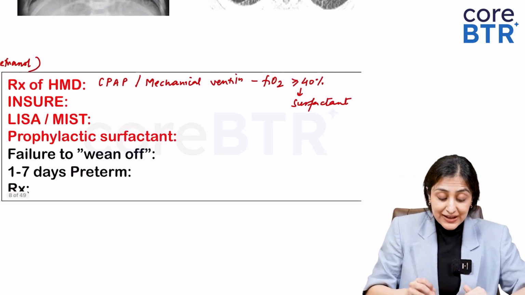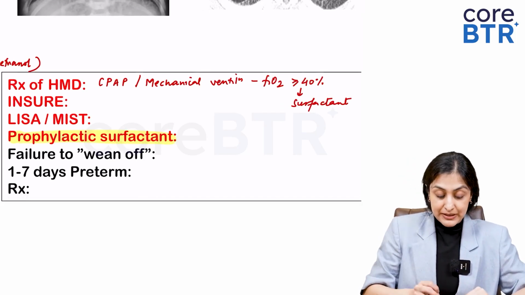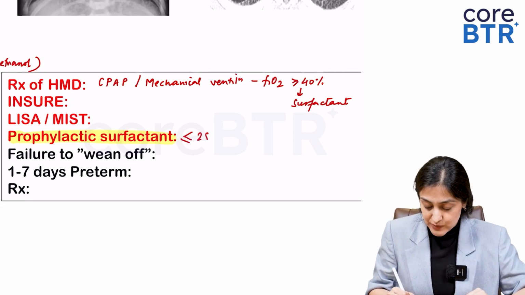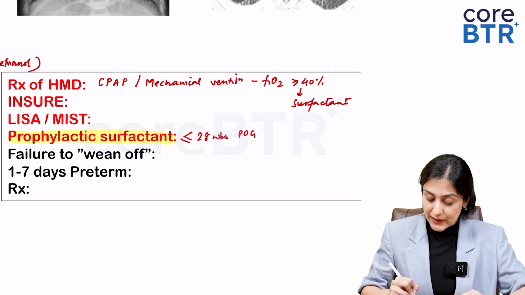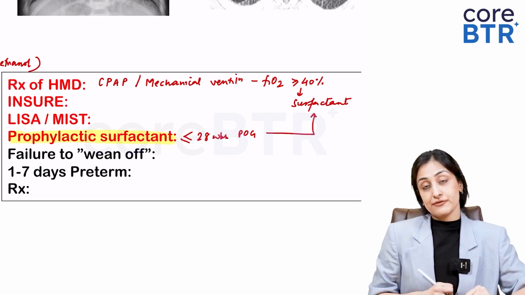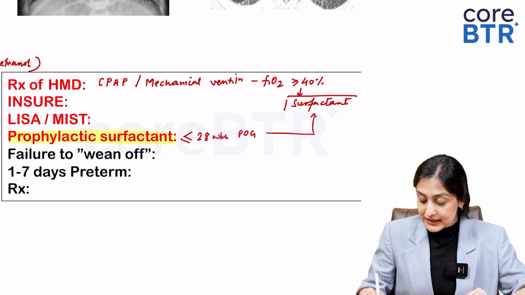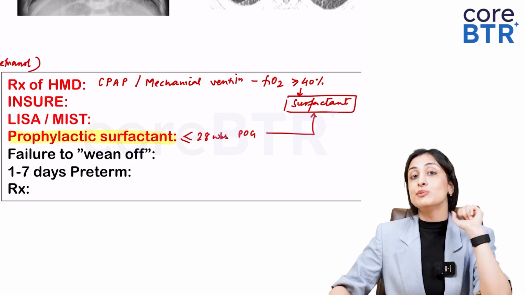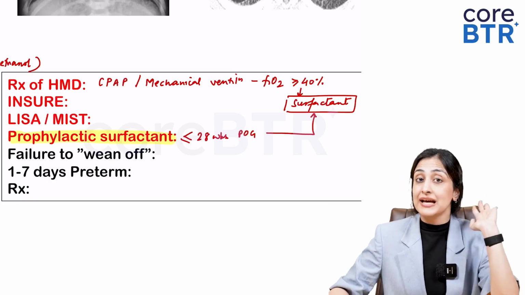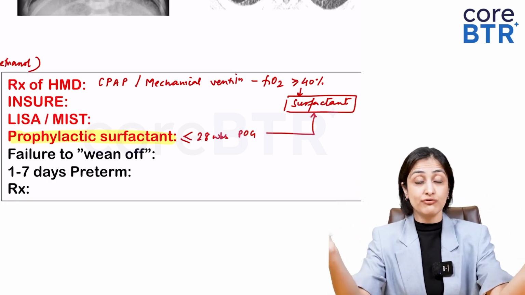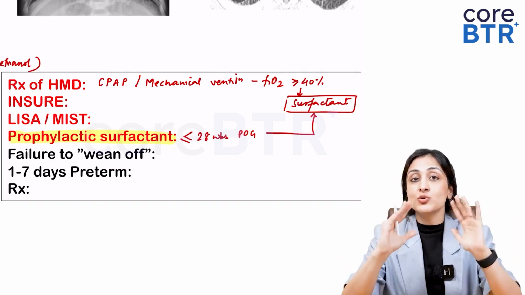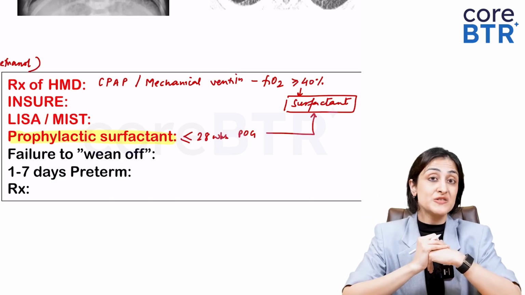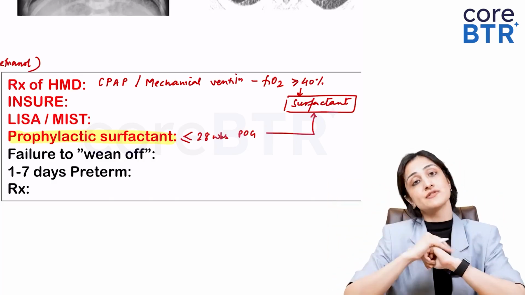Or prophylactic surfactant. If a baby is less than 28 weeks POG, then I know that this baby is going to have very, very immature lungs. So this is where we can directly go for surfactant. So either we give prophylactic surfactant if the baby is less than 28 weeks. If between 28 to 34 weeks, you start with CPAP or mechanical ventilation. If the FiO2 requirement is persistently more than 40%, then we will give surfactant.